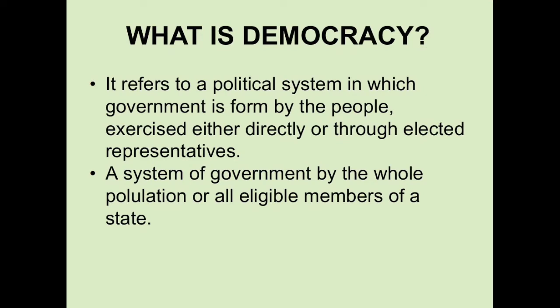Here in the bullet points you can see that democracy refers to a political system in which government is formed by the people, exercised either directly or through elected representatives. Number 2, a system of government by the whole population or all eligible members of a state. Also, you can find various definitions of democracy, and if you are interested, you can go for more on your own. But this is the general definition of what democracy is.